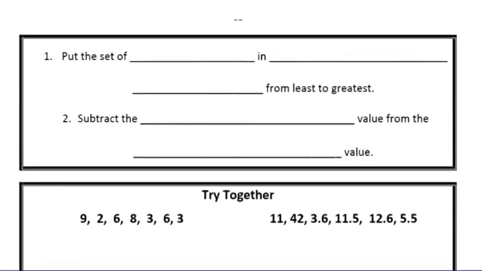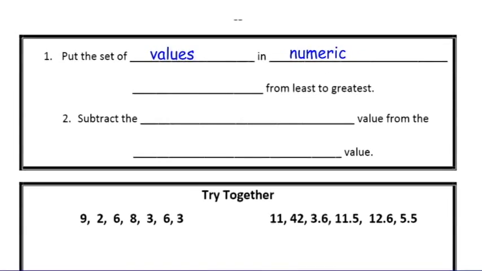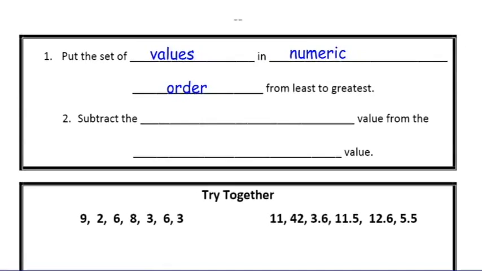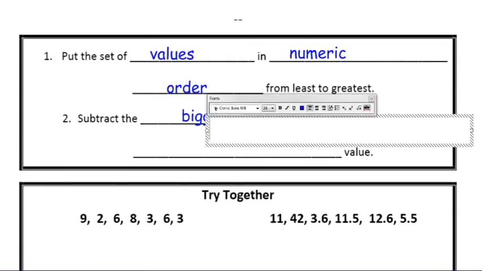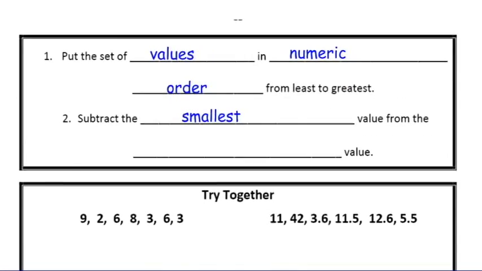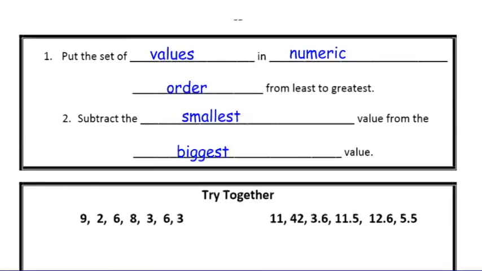Put the set of values in numeric order. Hey, we already did that if we're doing more than one average. From numeric order from least to greatest, subtract the smallest value from the biggest value. So big value minus small value, just like we defined on the other side. So first thing you do, put the numbers in numeric order. Put the set of values in numeric order.